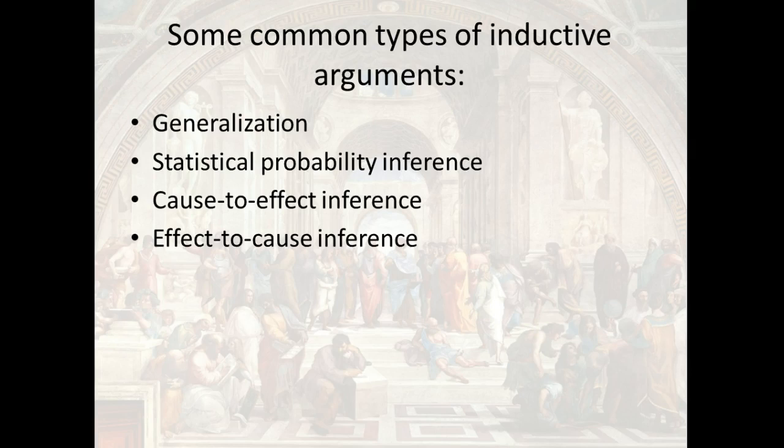Now, notice, by the way, with any of these, I should have probably highlighted this with each of them, that the conclusion could be wrong, right? The statistical probability could just not pertain. We might have gotten a really bad sample, right? With the generalization, maybe there's a blue crow somewhere I don't know about. Cause to effect, effect to cause. Maybe it wasn't humans who set up the picnic on the beach. Maybe it was aliens. I don't know. The point is these conclusions don't follow with absolute necessity, right? Not the way deductions do.